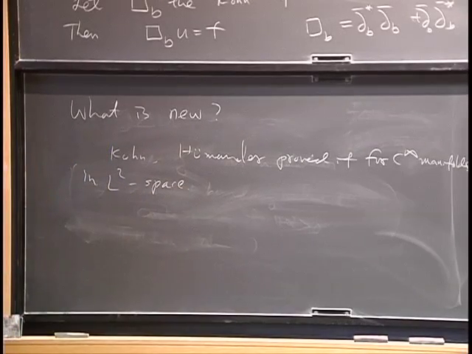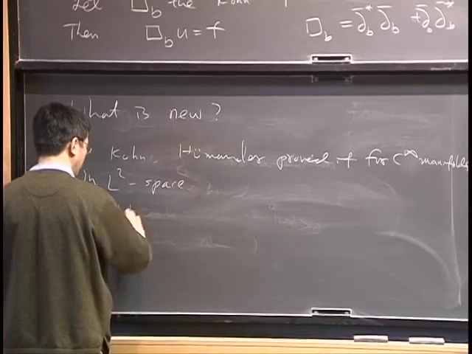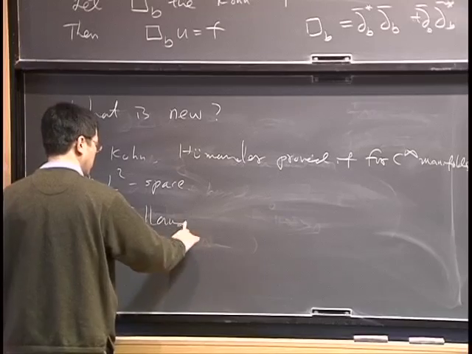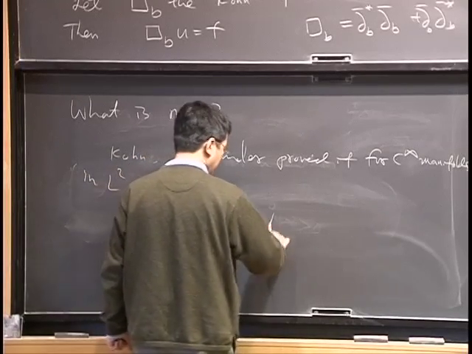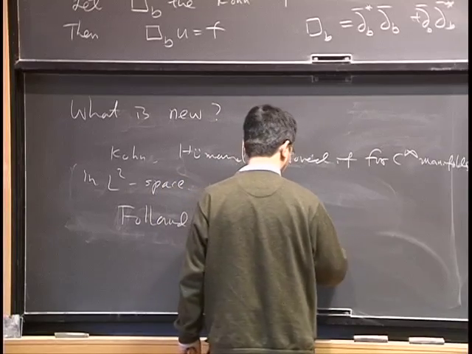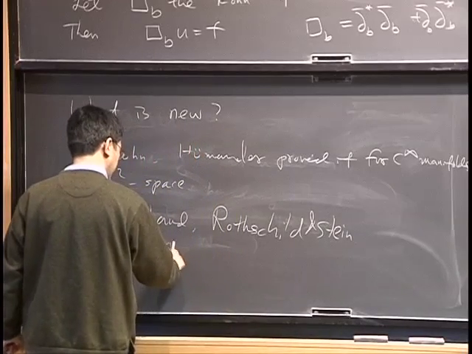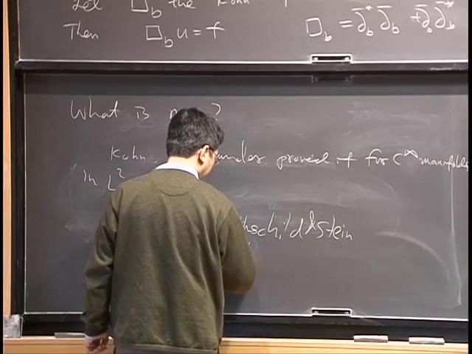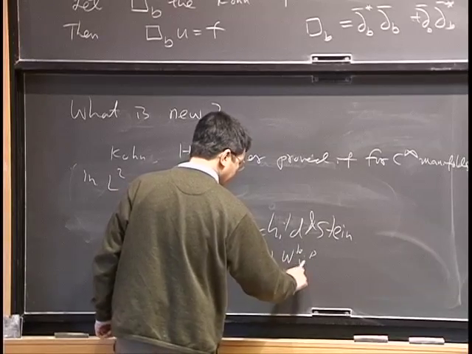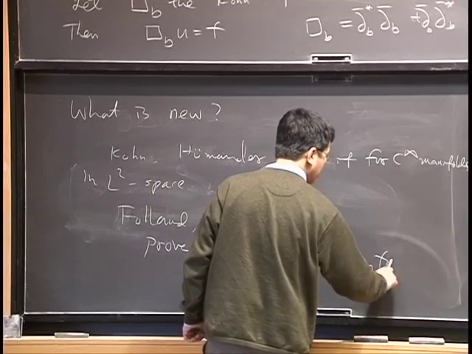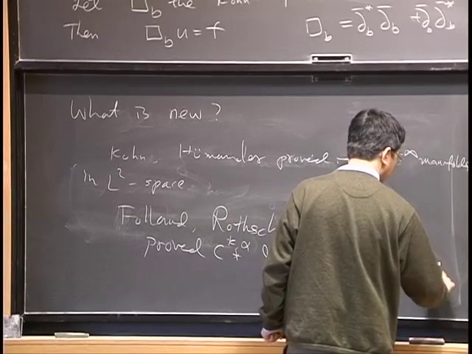So you have regularity in L2, and H1. You have those kinds of gains of regularity. Then later on, Folland, Rothschild, Stein proved C^k alpha star and W^{k,p} for C infinity manifolds too.